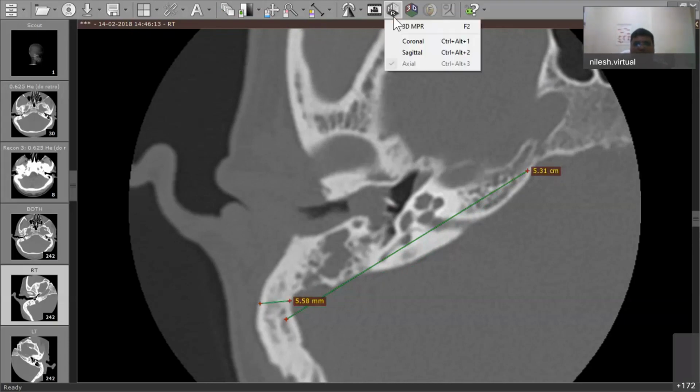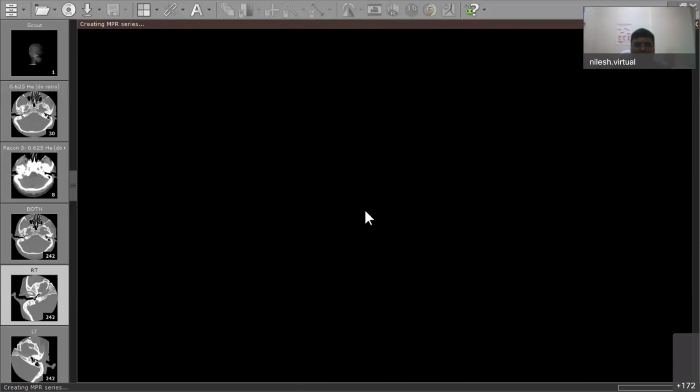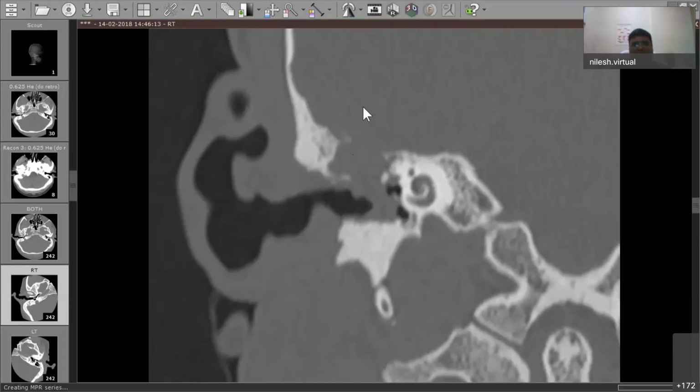Next you have to see the Tegmen plate. So see what has happened in the Tegmen. So Tegmen is bothersome here. Almost 1 centimeter defect is there in the Tegmen. So once you get this type of defect, better to get your MRI done, coronal cuts T2, to see whether it is brain herniation or what.